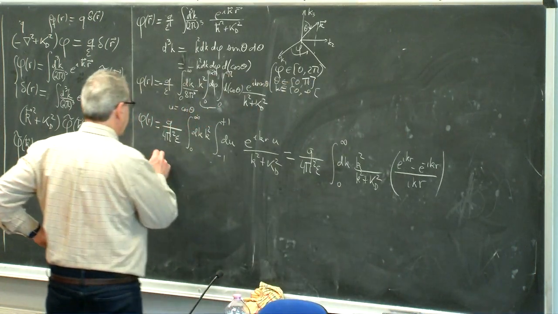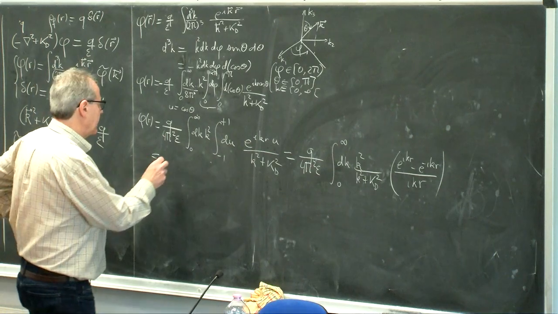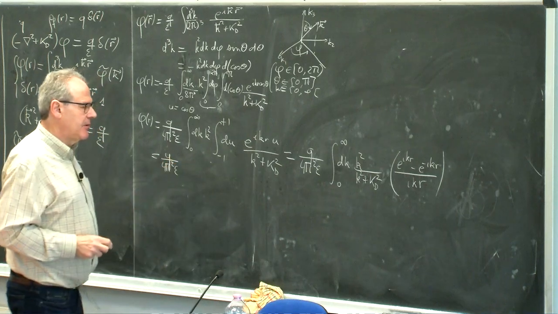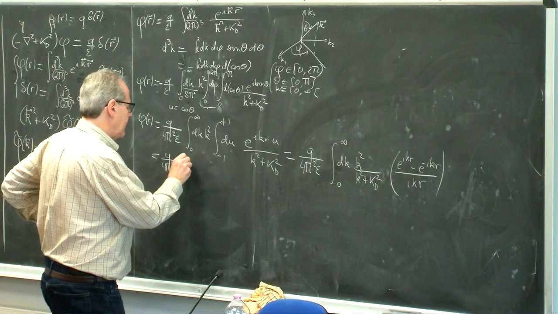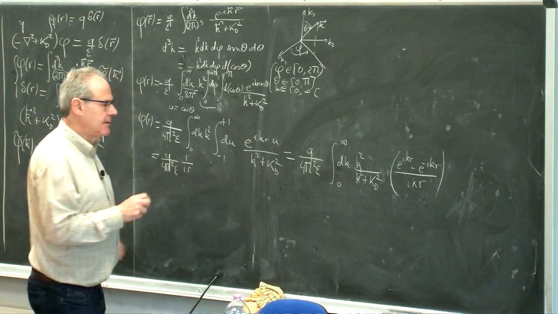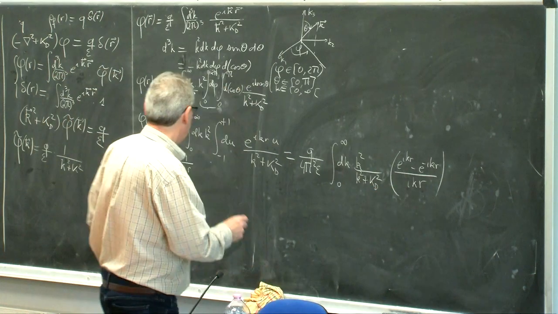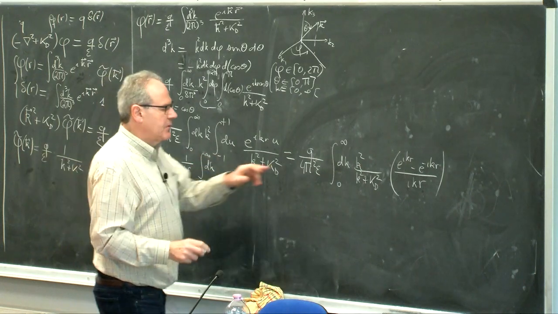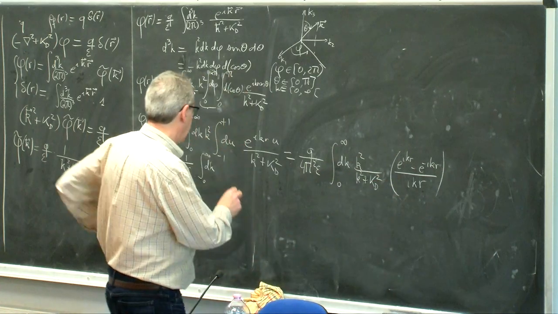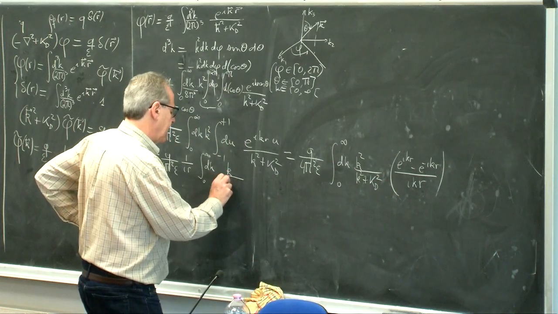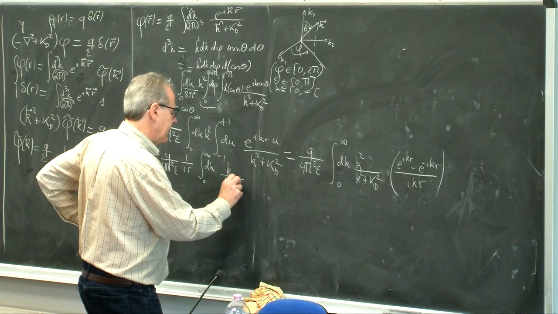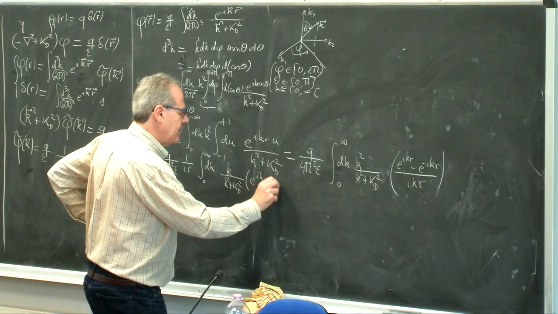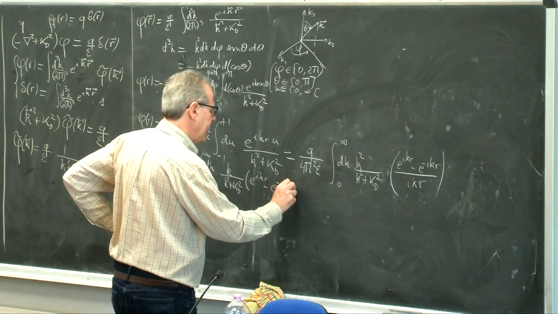Okay, so it is just q over 4 pi square epsilon, 1 over I r, integral from 0 to infinity dk. So k square over k is just k, over k square plus kappa d square, e to the I k r minus e to the minus I k r.